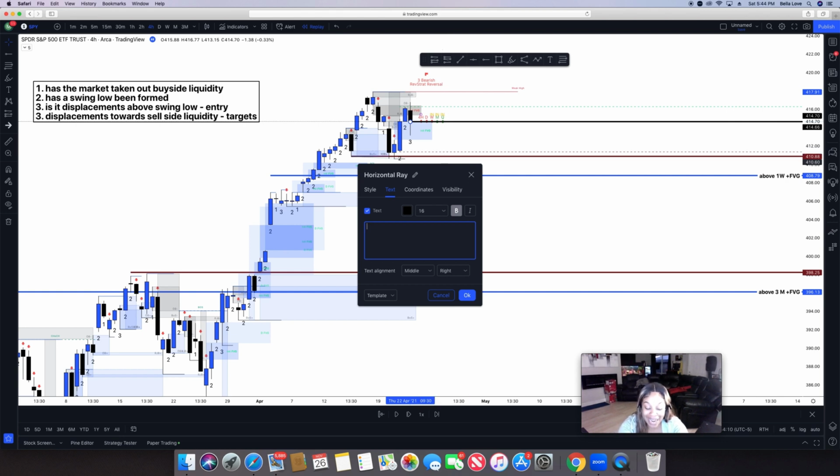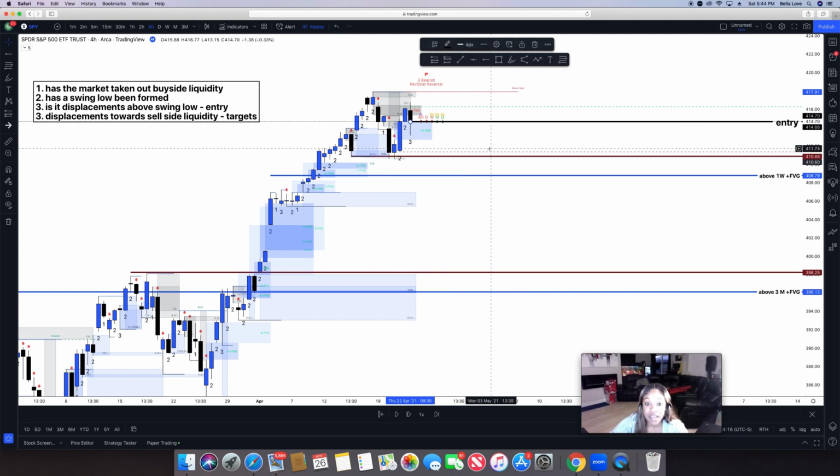So this is my entry. My bad, I put target. The reason why this is my entry is because I told you guys I do see an ICT sell model that has been set up.